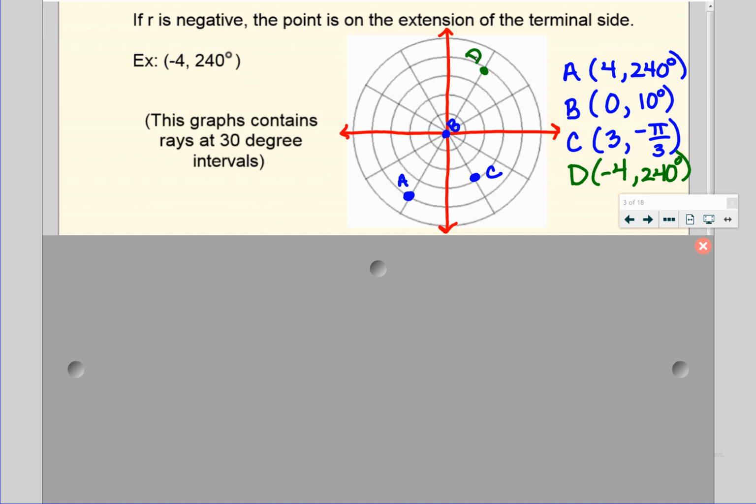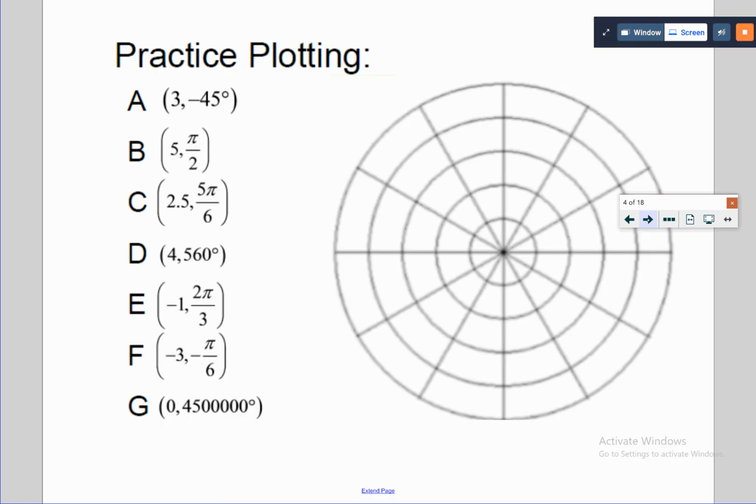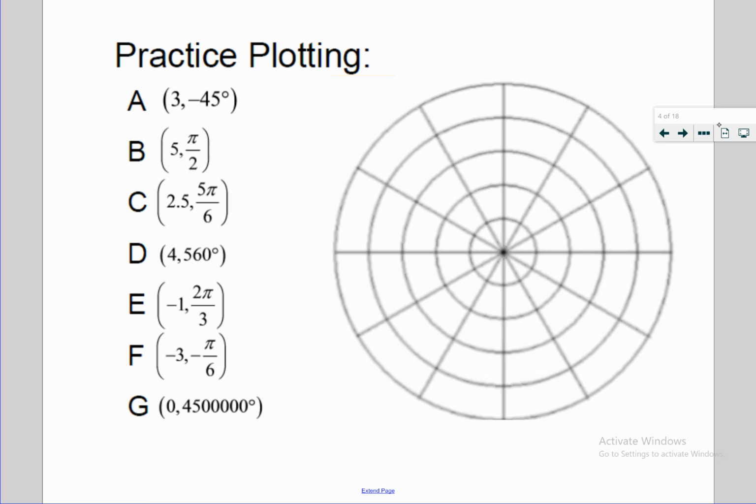But I like to think of it as you either start on the right if it's a positive R, or you start on the left if it's a negative R. Okay. Draw another picture, and with a friend, see if you can plot all these points. And then we'll put them up on the board.